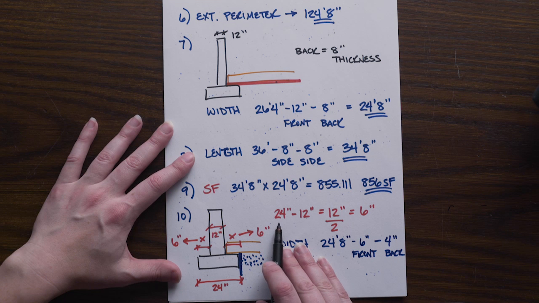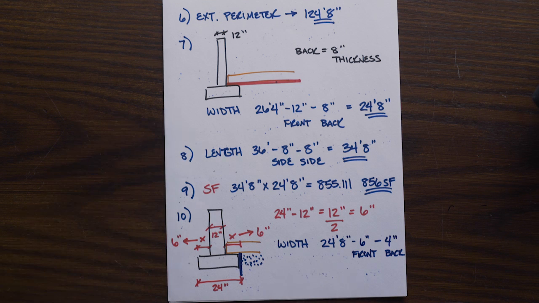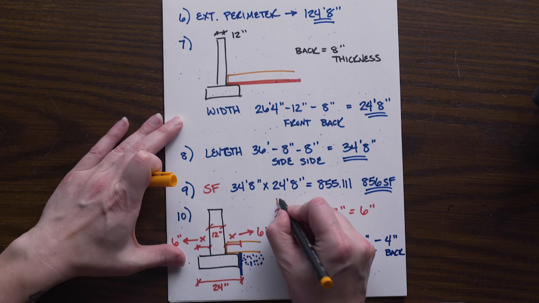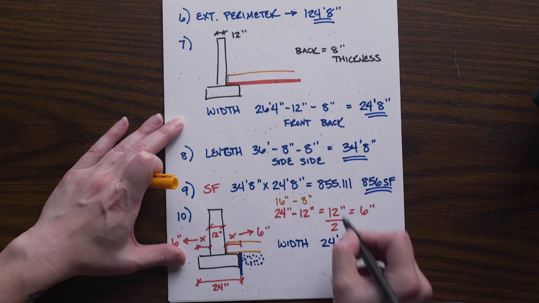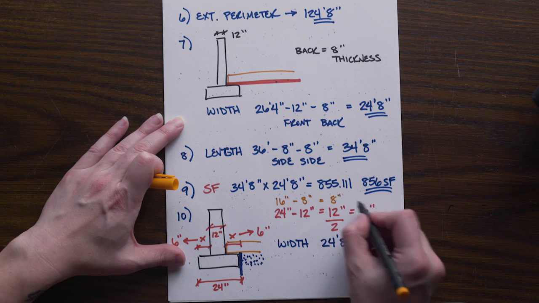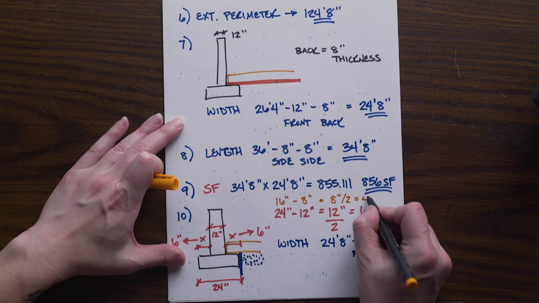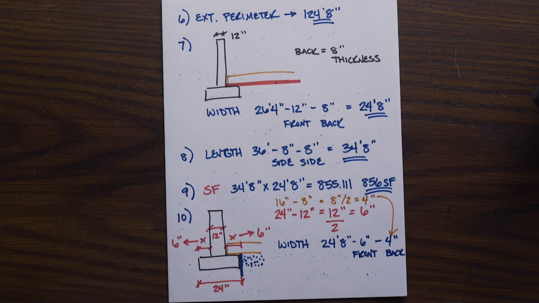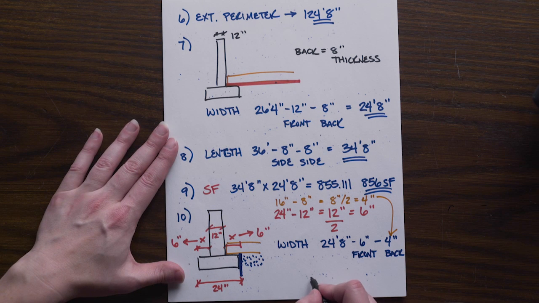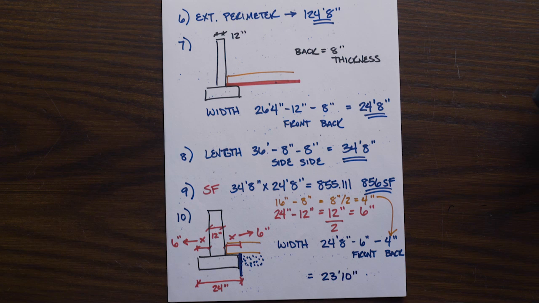Instead of 24, we have 16. So we have a 16-inch back and side footer. We have an 8-inch wall. We're left with 8 inches, divided by 2 gives us 4 inches. That is where we see our 4 inches. So the width then for the inside of our footer is going to be 23 foot 10 inches.